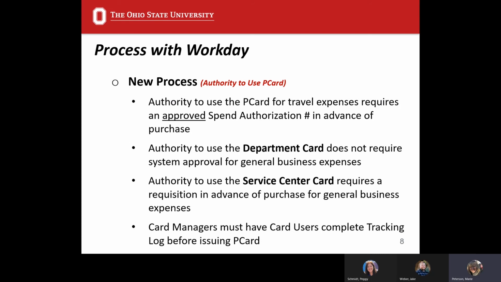Authority to use the department card does not require system approval for general business expenses, but should be for legitimate business purposes, noting current spend restrictions may merit documented approval before use. The authority to use the Service Center card requires a requisition using the requisition type of PCard transaction. This should be done in advance of the purchase for general business expenses.